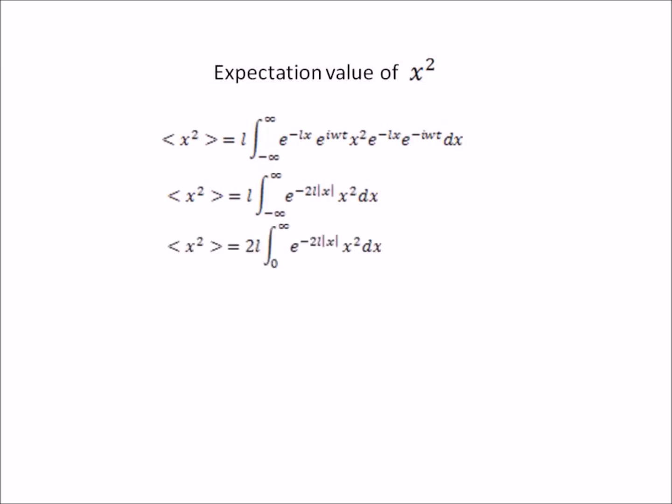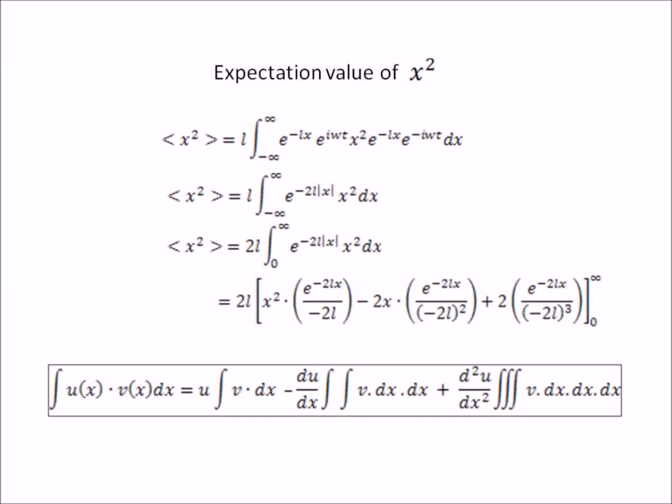So in the next step, as this is an even function, we can write this as 2 into integration 0 to infinity. So now calculating the integration, we have x square into e raised to minus 2Lx upon minus 2L, minus 2x into e raised to minus 2Lx upon (minus 2L) bracket square, plus 2 into e raised to minus 2Lx divided by minus 2L cube, and the limit is from 0 to infinity.